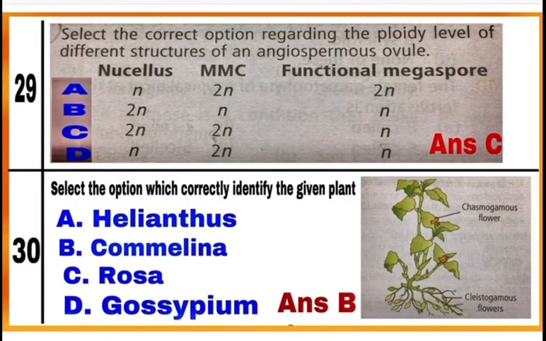Question 29. Select the correct option regarding the ploidy level of different structures of an angiospermous ovule. Option C. Nucellus is 2n, megaspore mother cell is 2n and functional megaspore is n. Question 30. Select the option which correctly identify the given plant. Option B. The given plant with chasmogamous and clistogamous flowers is Commelina.